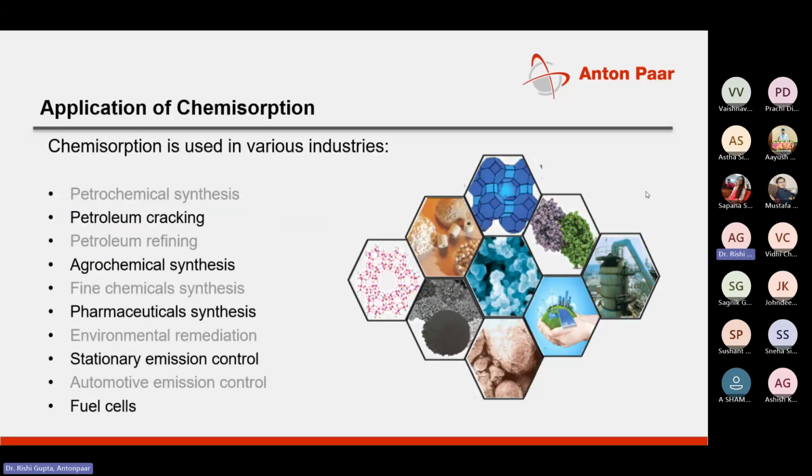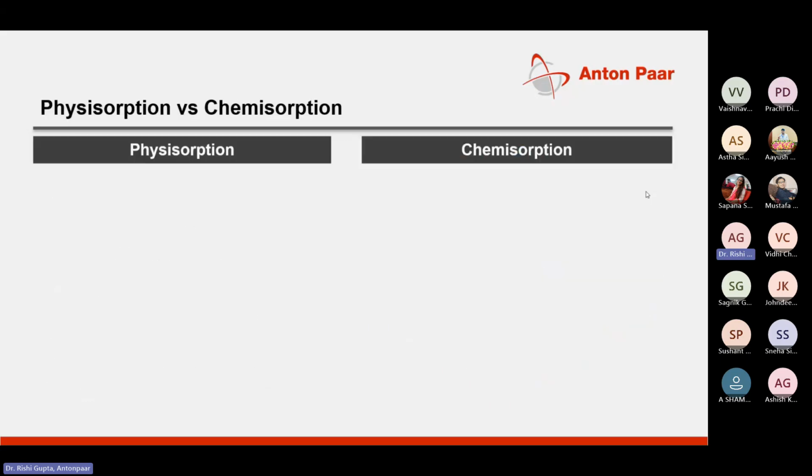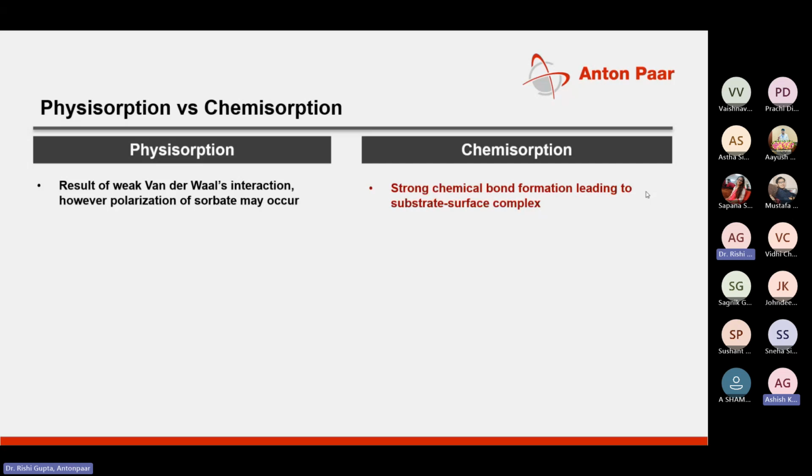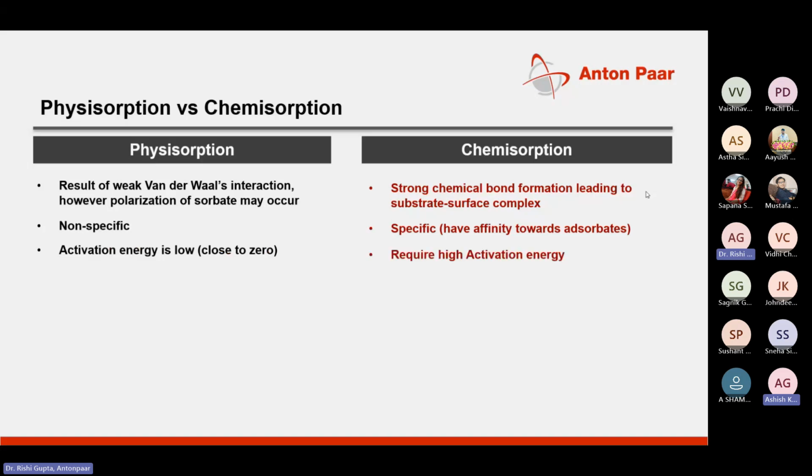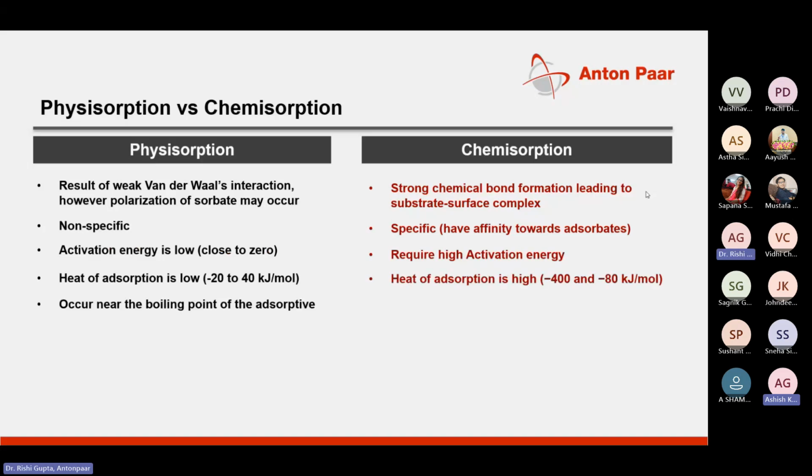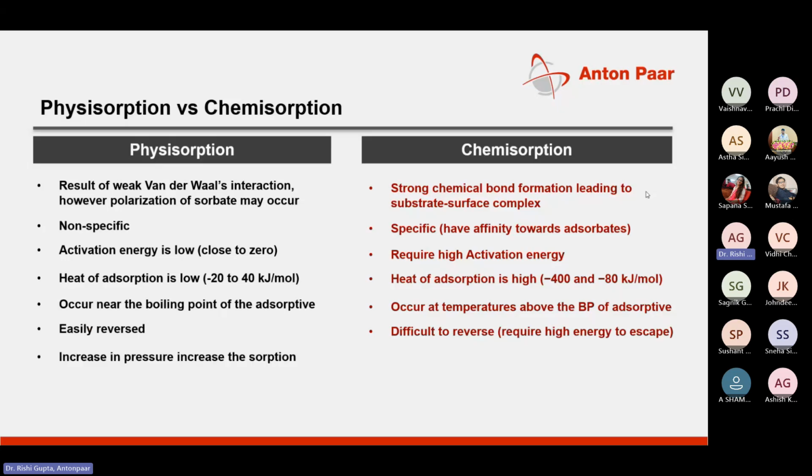Different industries use chemisorption. And the difference between physisorption and chemisorption is that physisorption is a weak interaction, while chemisorption is a strong chemical interaction. Physisorption is non-specific, chemisorption is specific. The activation energy is low in physisorption, it is high in chemisorption. Heat of adsorption is low in physisorption, it is high in chemisorption. Physisorption we usually do near boiling point, and here we use high temperatures. Physisorption is easily reversed, chemisorption is difficult to reverse.